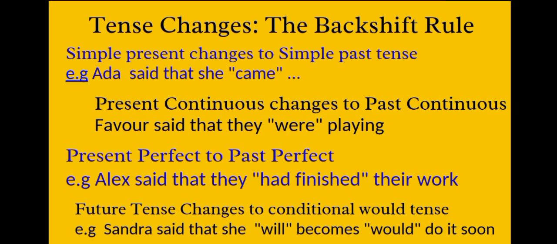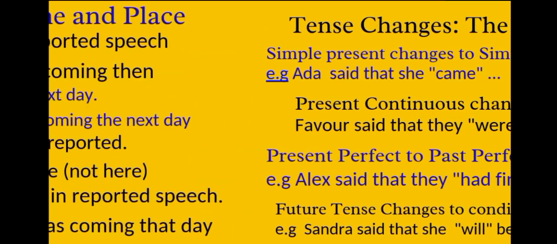All right. Future tense changes to conditional "would" tense. Example, Sandra said that she, instead of "she will do it soon," it becomes "she would." "She will" becomes "she would." So you say Sandra said that she will do it soon. It changes to Sandra said that she would do it soon. So "will" changes to "would."